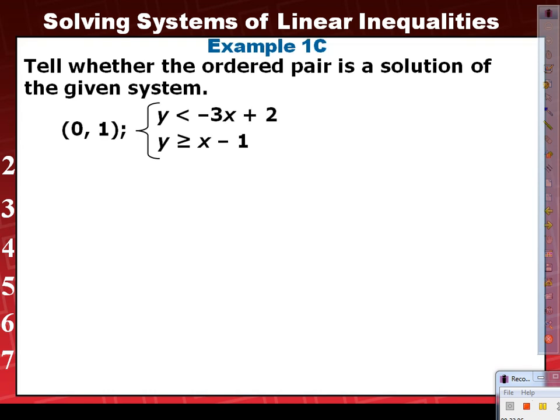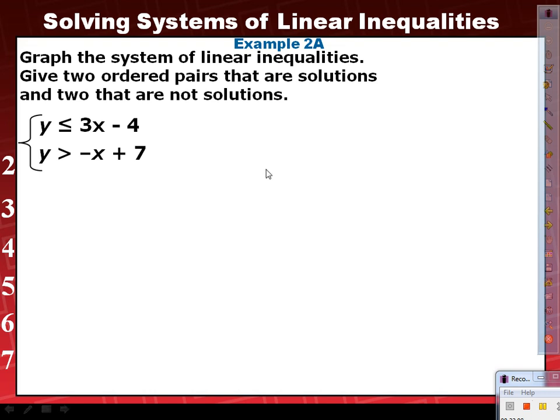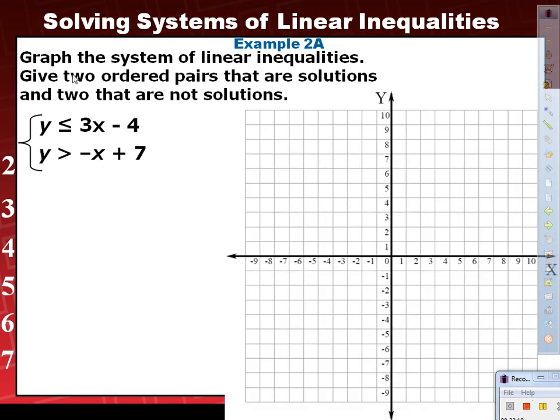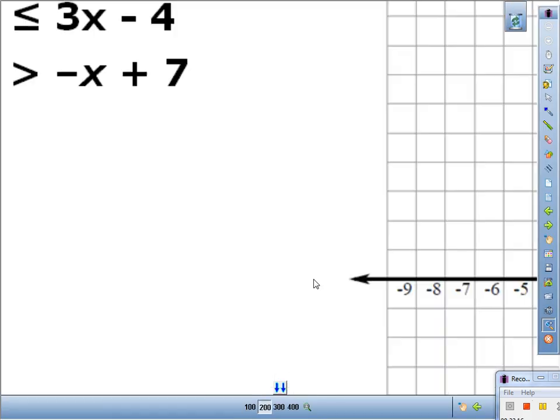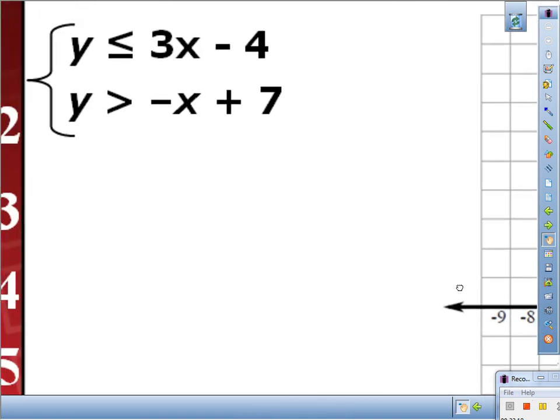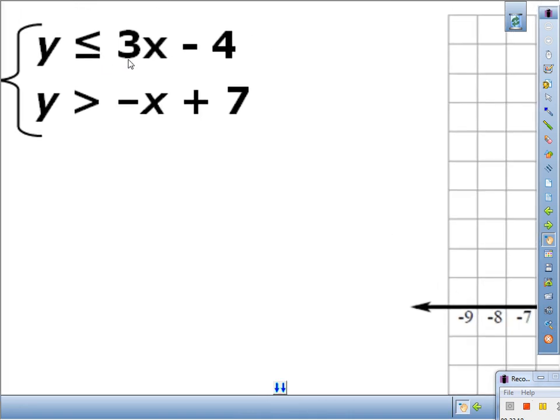Okay? On your graph paper, write this down. Example 2a. You don't have to copy the instructions, just copy the system. We have y less than or equal to 3x minus 4 and y greater than negative x plus 7. Let's do this one together.